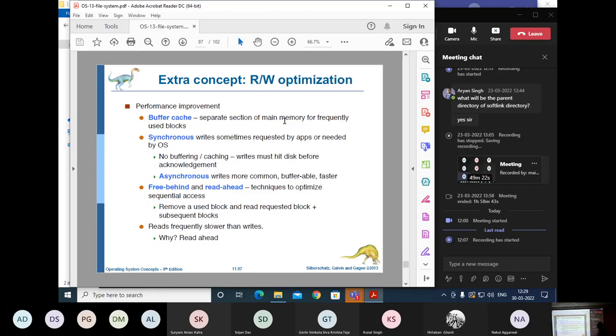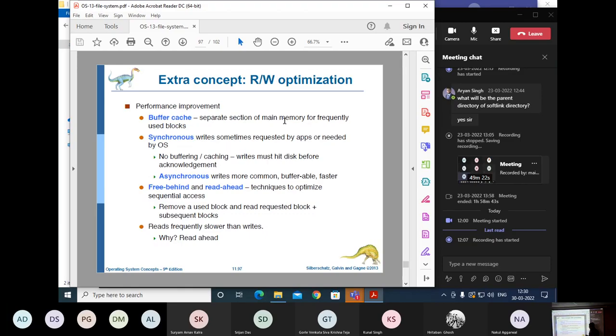Essentially, for performance, you use something called buffer cache. There are two concepts. One is buffer cache, which means a separate section of main memory for frequently used blocks. If you frequently use or reuse some particular disk blocks, you put them into buffer cache, a portion of main memory. And in that case, what do you do? First time someone is told, read me the 232nd block. You first go to the buffer cache and check whether that block data is already there. It will make it faster, depending on the hit rate and so on.